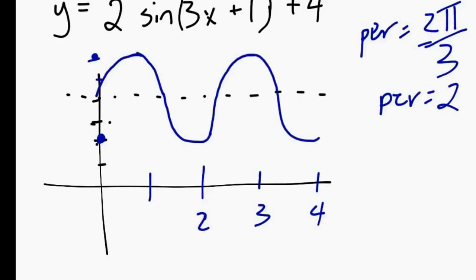Okay, so the key idea with this equation is making sure you understand what the A, B, C numbers have to do with the equation, and how that relates to period, amplitude, and midline in terms of the graphs.